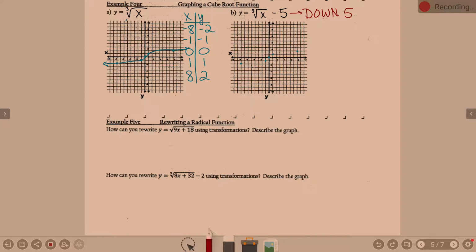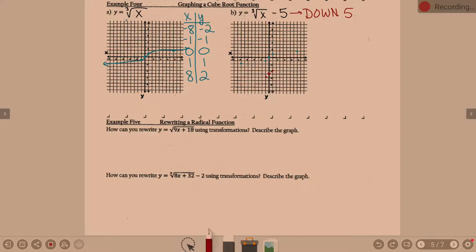Now, I will say 0, 0 is the easiest one to move down 5 if you ask me. Because here's the deal. Once I have that center point, could I count from there? Yeah. Kind of like a parabola. Once we knew the vertex, we could always go over 1, up 1, and over 2, up 4. Same thing here. Once I know this center point, I can go over 1, up 1, and left 1, down 1.